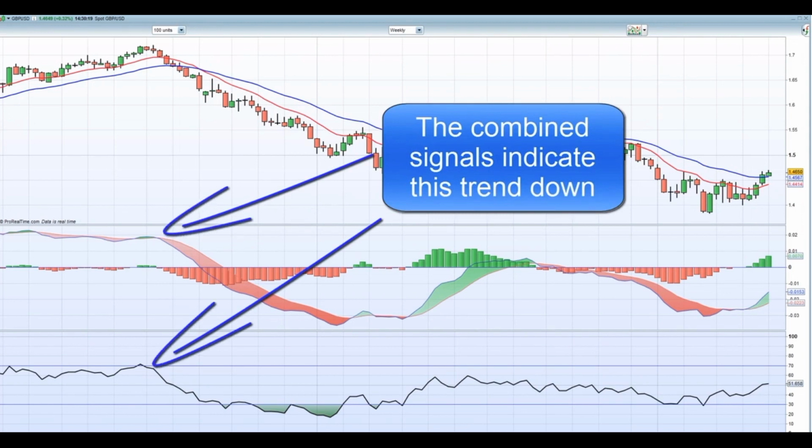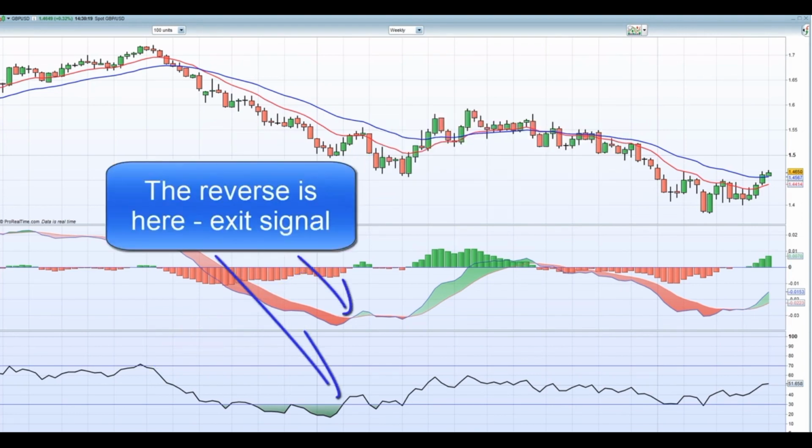A signal to enter this short trade could be waiting for the RSI to come back out of the overbought and also waiting for the MACD cross. We can see that those combined signals are an indication that captures this trend. You can also use the opposite signals to indicate when the momentum is coming out of the market and it's more likely to reverse, and the market to retrace back up the opposite direction of our trade, and therefore is an exit signal.